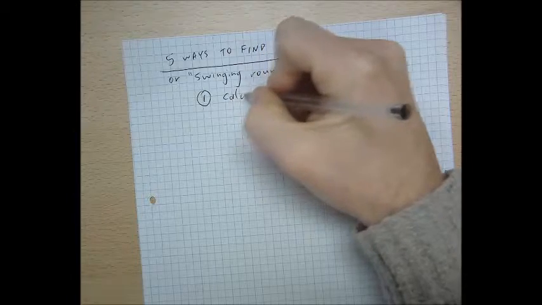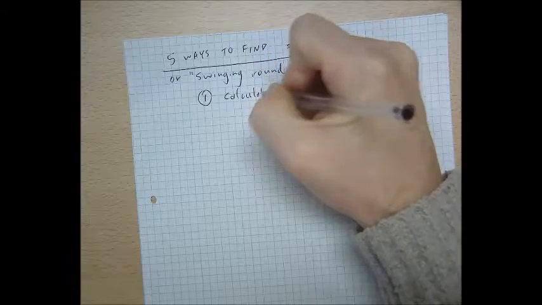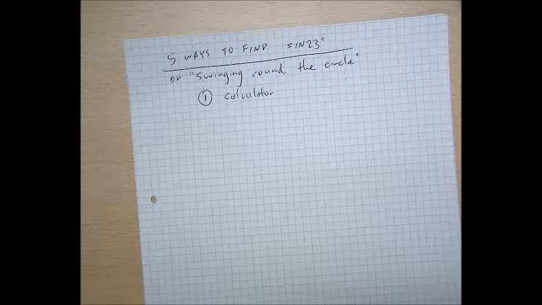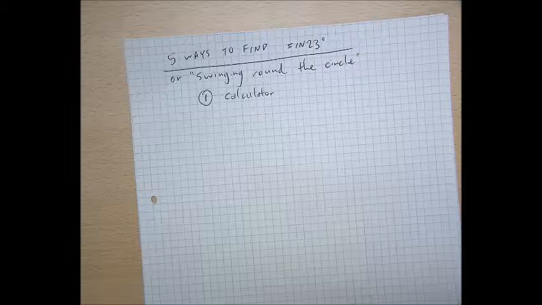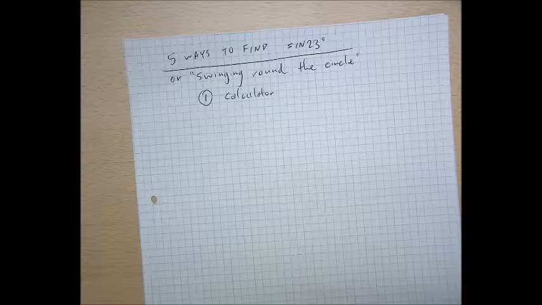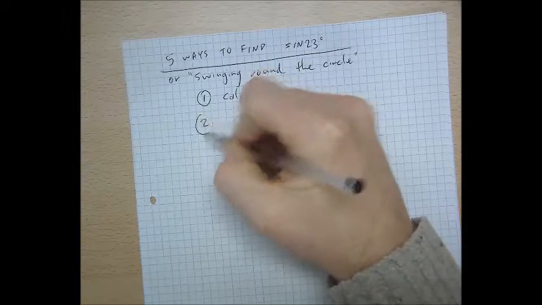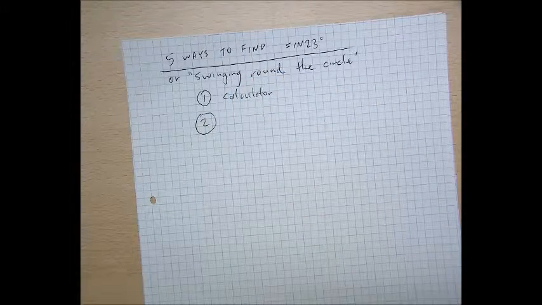The most familiar way to you will be just to use the calculator, just literally to type it. So you go sin 23 and then press the equal sign. As long as there is a D or a DEG up the top of the screen, then that method will work just fine.